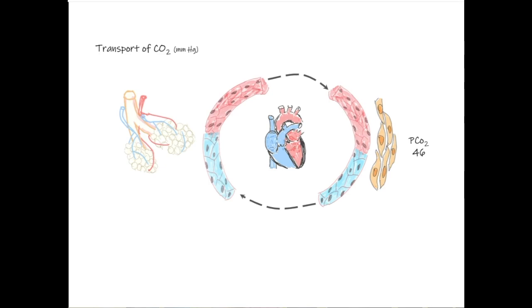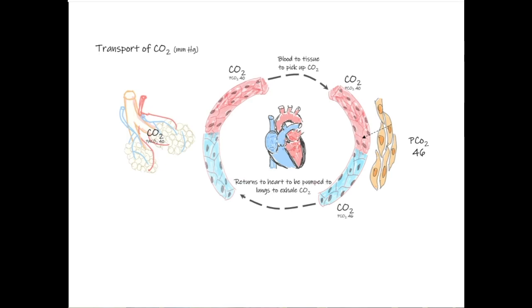At the tissue level, metabolism produces carbon dioxide, so the partial pressure of carbon dioxide is relatively high in the tissues. The blood entering the systemic capillaries has a lower partial pressure of carbon dioxide. This creates a partial pressure gradient that causes carbon dioxide to diffuse from the tissues to the blood.